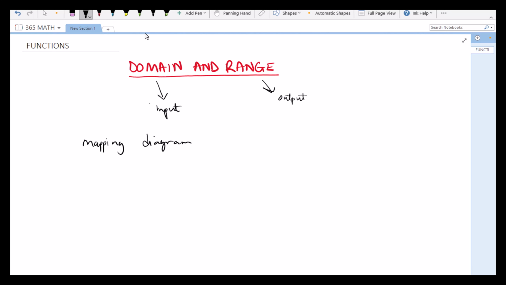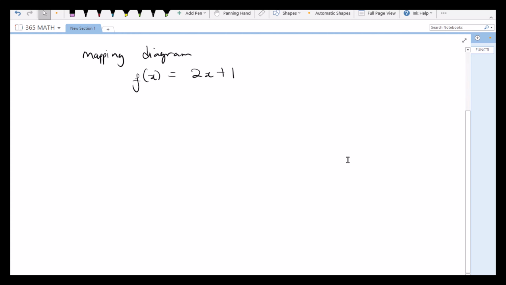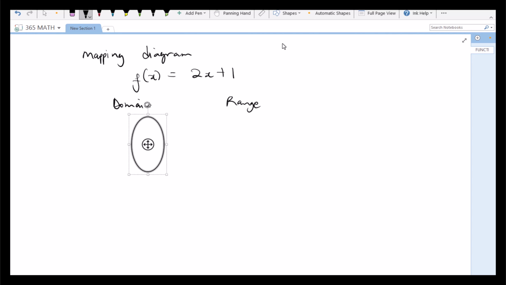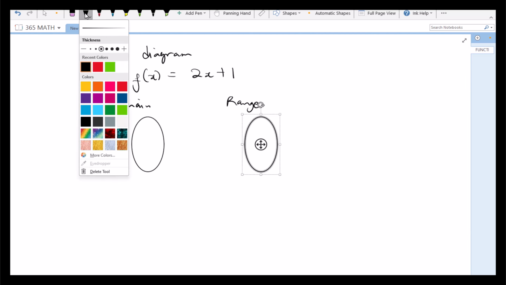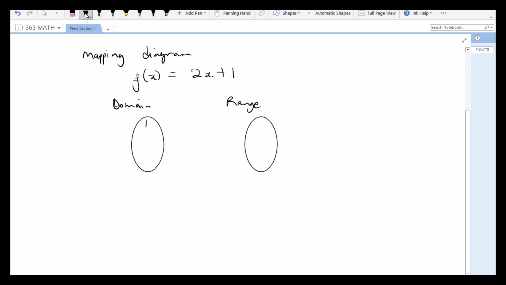So we have a function f of x is equal to 2x plus 1. And we're going to show this on a mapping diagram. So I have the domain and we have the range this side. And we're going to have something like this because this is what represents the diagrams. We have 1, 2, and 3. And then for us to get the range, we have the function 2x plus 1. Wherever we have x, we substitute with whatever number we have in the domain.